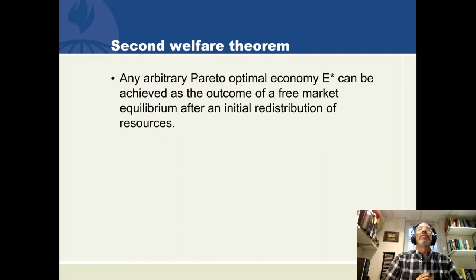Let's move on to the second welfare theorem. It says that if you are looking at one economy that might be Pareto optimal, call it E star, and you say, I want that one, I want the Pareto optimal economy where Joe has a Nintendo and Mary has an N95 mask. I want that one. The second welfare theorem says you can get it if you are so smart that you know how to initially redistribute the resources and then let people trade.